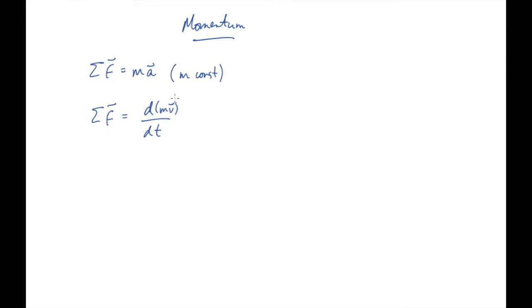Now, if the mass is constant, it could be dragged out of this derivative, and we would have mass times the derivative of what's left, the velocity, and that gives us sum of the forces equals ma. But this equation is true in general. If you add up all of the forces on some object or on some system, it tells you the rate of change, the time derivative, of this thing in parentheses there, mass times velocity.